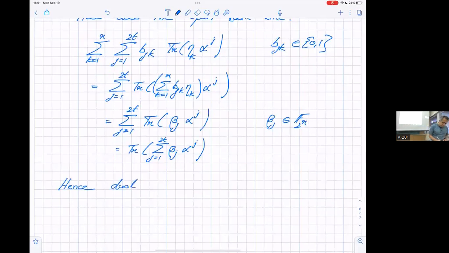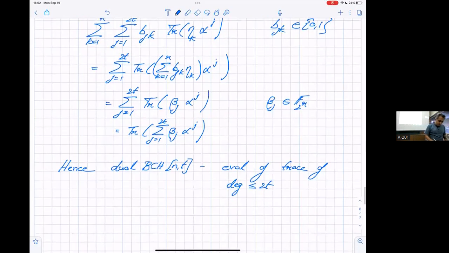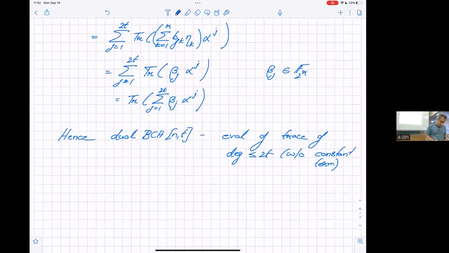So all I'm claiming is, hence, dual BCH_t is evaluations of the trace of polynomials of degree less than or equal to 2t. But notice it's without a constant term. I can't have the constant, because I didn't have the constant term. Degree less than or equal to 2t without constant term. So this is an equal way of writing dual BCH.